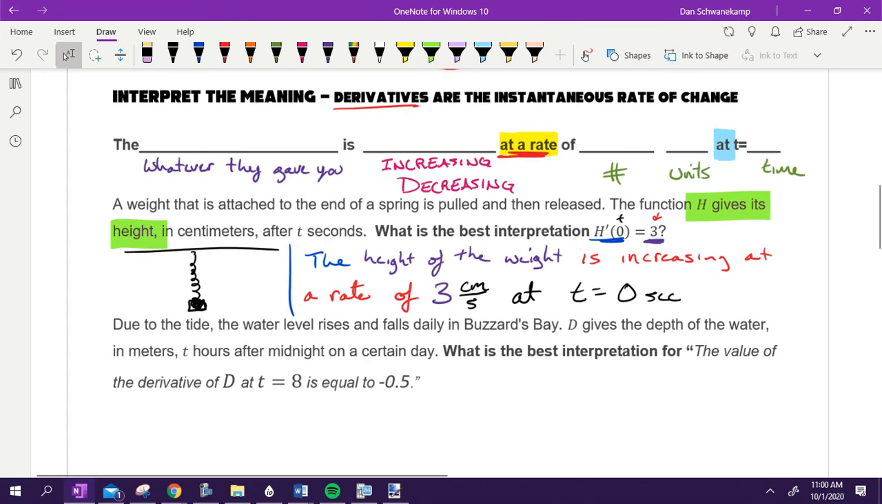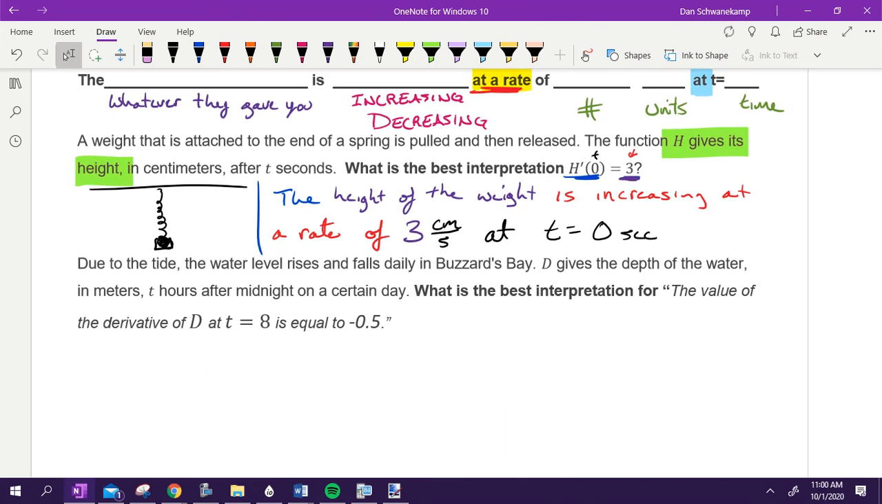Do the next one. Due to a tide, the water level rises and falls in Buzzards Bay. D gives the depth of the water in meters, t hours after midnight. What is the best interpretation for the value of the derivative of D at t equals 8 is equal to negative 0.5? Write your answer.